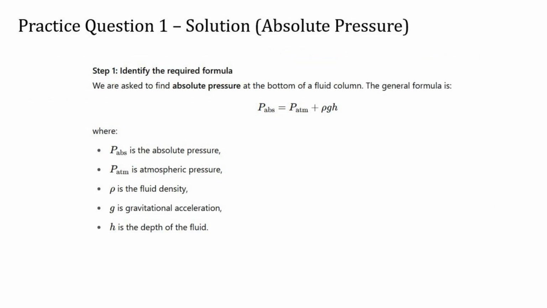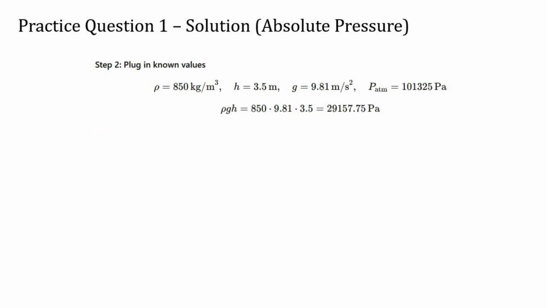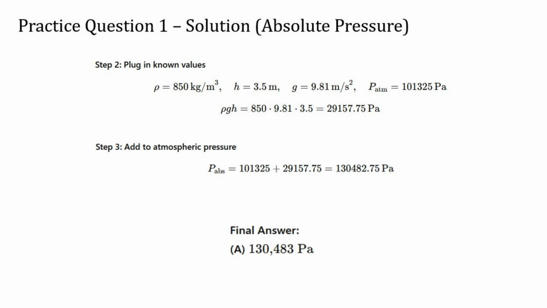We begin by recognizing that absolute pressure is the sum of atmospheric pressure and the pressure exerted by the fluid column above the point in question. That fluid pressure is determined using the product of density, gravity, and depth. In step 2, we plug in the known values. Using these givens, we compute the gauge pressure from the fluid column, which turns out to be 29,157.75 pascals. In step 3, we add the atmospheric pressure and the computed fluid pressure. This gives us a total of 130,482.75 pascals. So, the correct response is choice A.